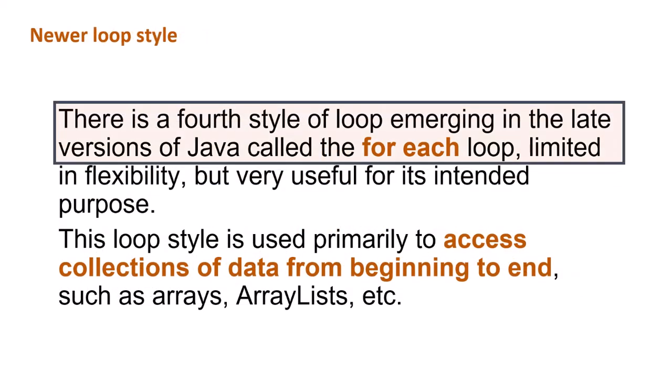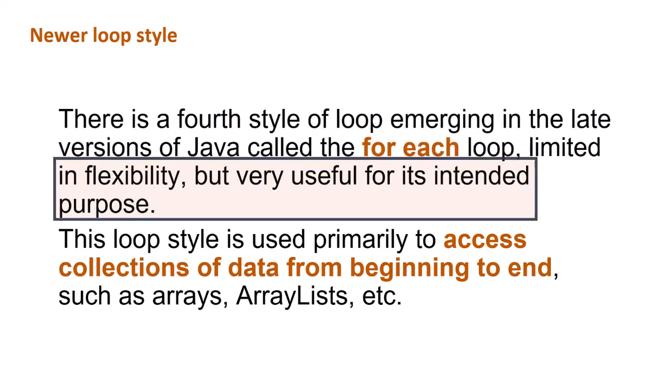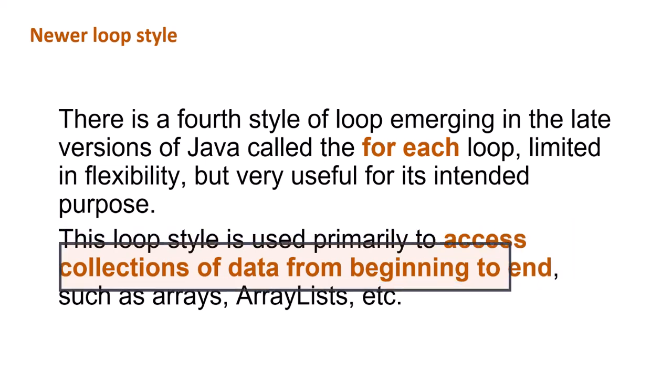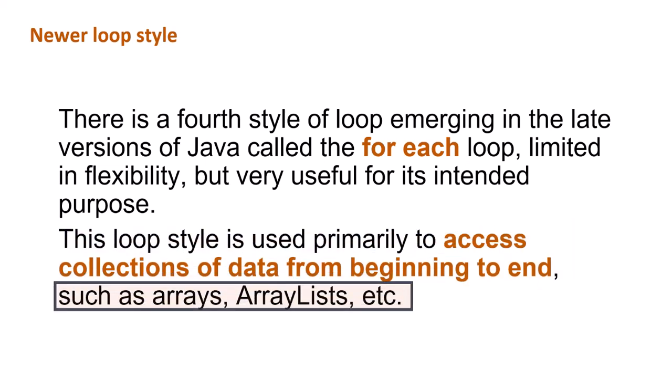There is a 4th style of loop emerging in the late versions of Java called the for each loop, limited in flexibility, but very useful for its intended purpose. This loop style is used primarily to access collections of data from beginning to end, such as arrays, array lists, and so on.